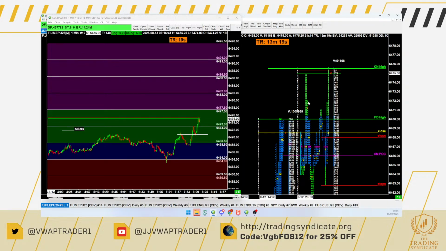Let's see if we keep on this march higher. Now, if you're shorting this, you want to make sure that you find a seller before you short it, right?